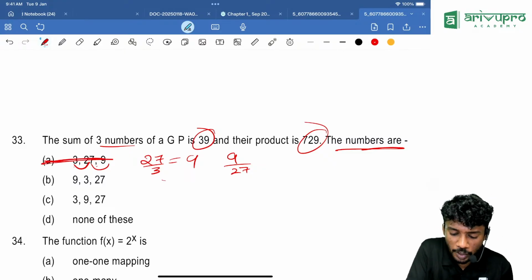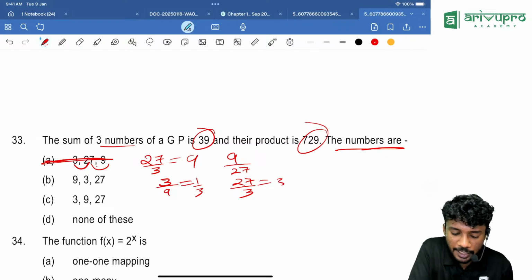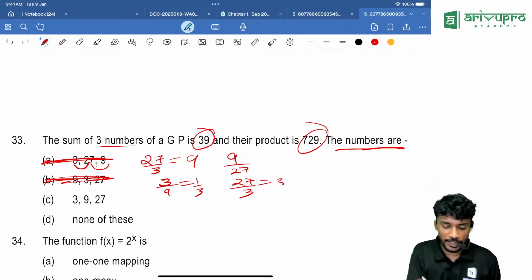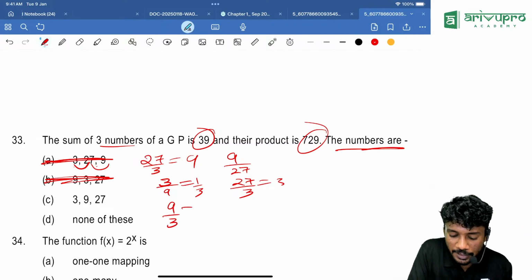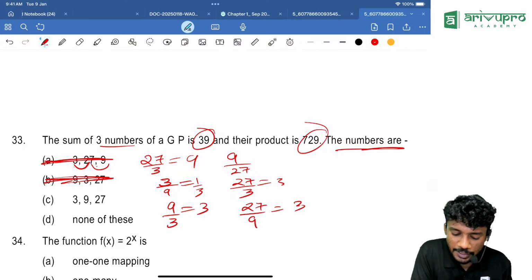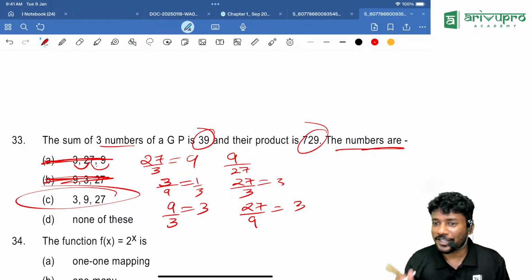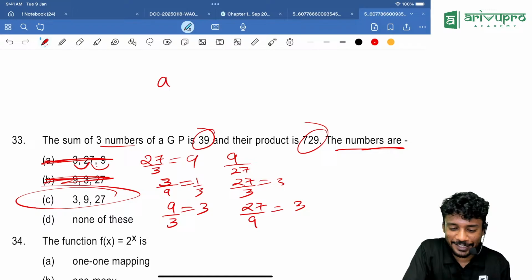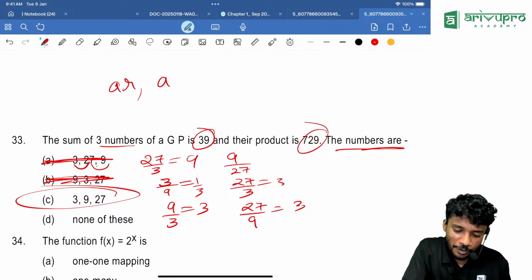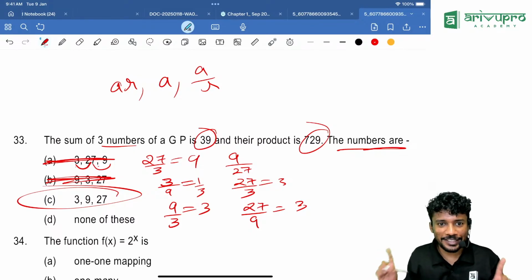Check the second one. 3 divided by 9. How much is it? 1 by 3. Then 27 divided by 3. How much is it? 3. That means this is also not in GP. Now check. 9 divided by 3. How much is it? 3. 27 divided by 9. How much is it? 3. That means this is our answer. Yes? Are you getting the exam approach? We won't go and write A by R, comma, A, comma, A R. We are not going to do that. Okay, this is the method.